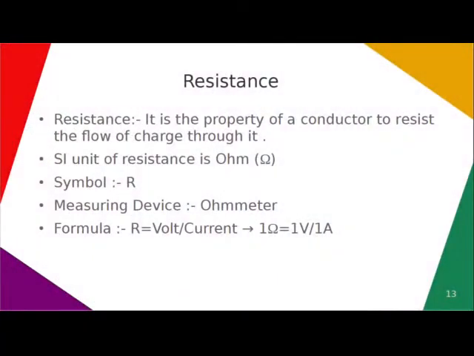Resistance is the property of a conductor to resist the flow of charge through it. The SI unit of resistance is ohm and the symbol of resistance is capital R. The measuring device of resistance is the ohmmeter, and the formula of resistance is voltage upon current.